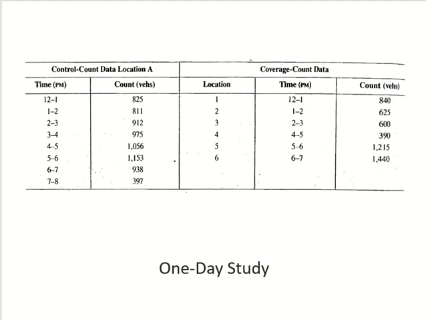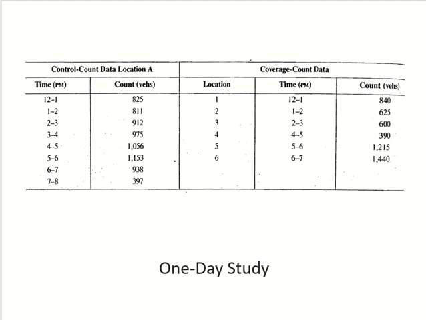Look at this table. This is from the example. What is different in A and other locations? Yes. A has, you see, all the 8 hours of data. Other locations have only a sample of 1 hour. Okay, so this is the main difference between control and coverage. Control has full data. Coverage has sample of the data.